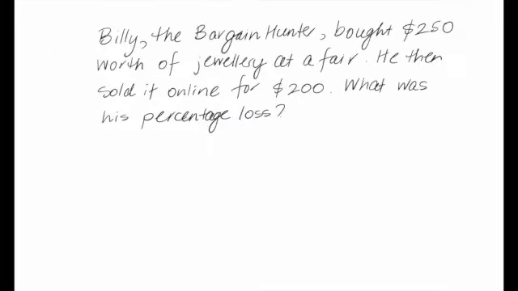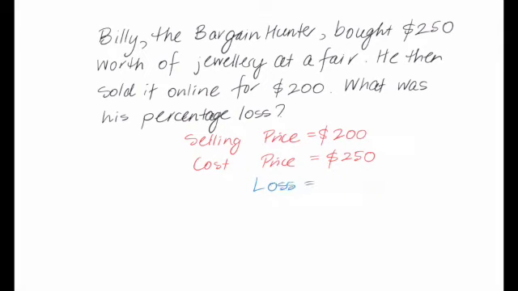So in this example, the selling price is $200. The cost price is $250. We can work out the loss by doing a subtraction of those two amounts, and that comes to $50. So we know it's a loss because it costs more than what we actually sold it for.